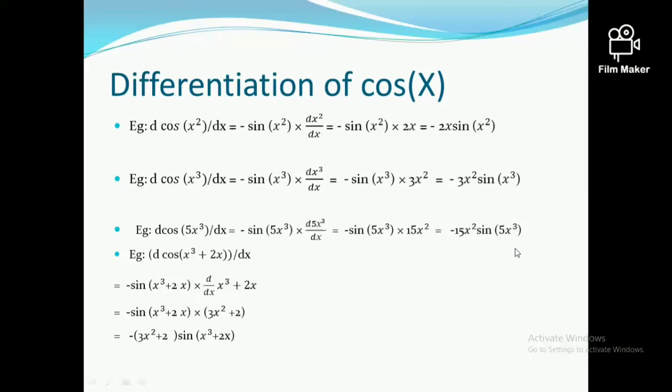Right. Then if you want to differentiate cos of x cube plus 2x, the answer is minus sine of x cube plus 2x into differentiation of x cube plus 2x. Differentiation of x cube plus 2x is 3x squared plus 2. Your final answer turns out to be minus 3x squared plus 2 times sine of x cube plus 2x. Hope you have understood how to do the differentiation of sine x and cos x.